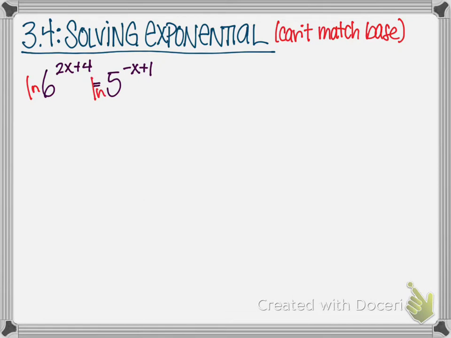And once we have those logarithms, I can then move the exponents out front. So I'm going to get this 2x plus 4, and notice these parentheses. They're very important. That whole thing would be multiplied to the natural log of 6 equals the quantity negative x plus 1 all times natural log of 5. So now our variables are on our main line of the equation, and we can start solving.